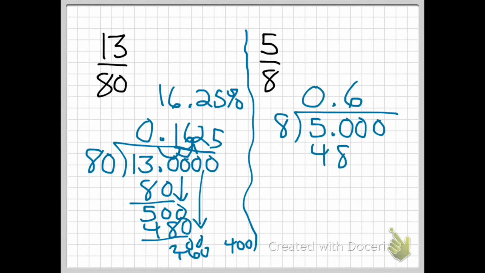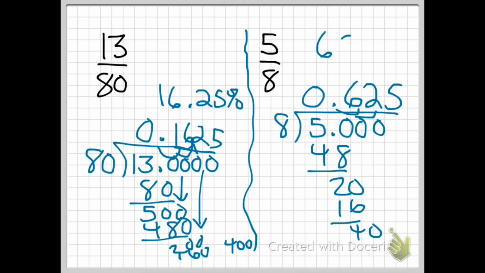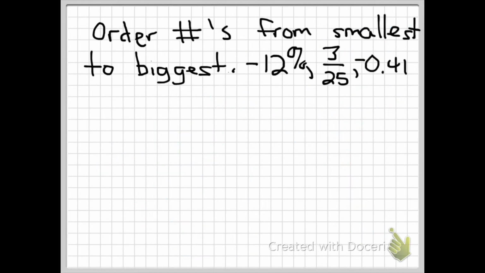We go 48. All right, it can go into 20 twice. 16. And we have 4 left over, 40. It goes into that 5 times. And once again, don't stop there. We want to slide twice to the right, making this 62.5%.